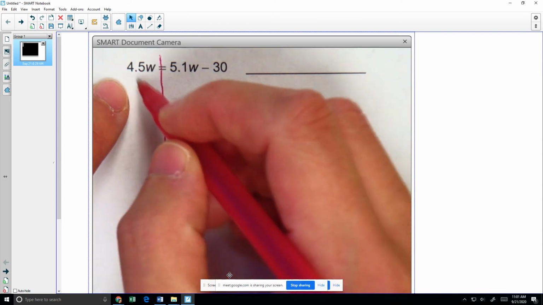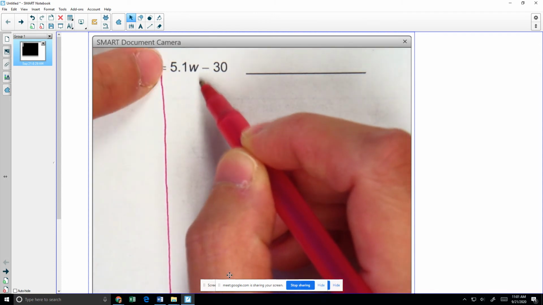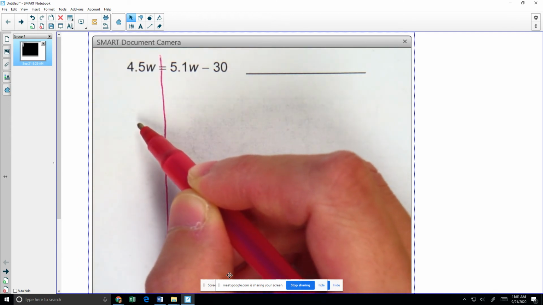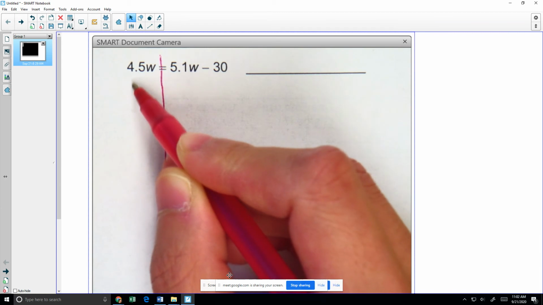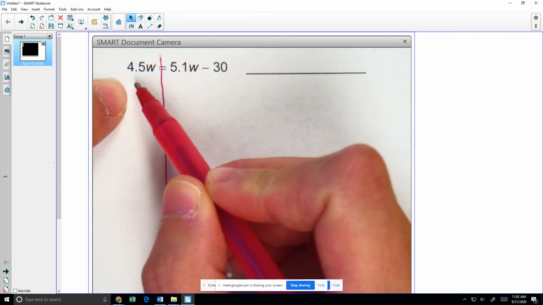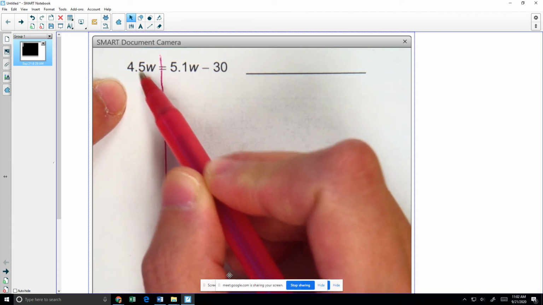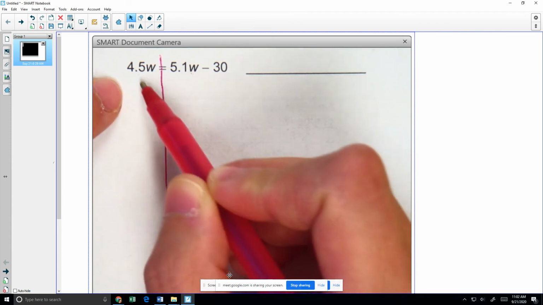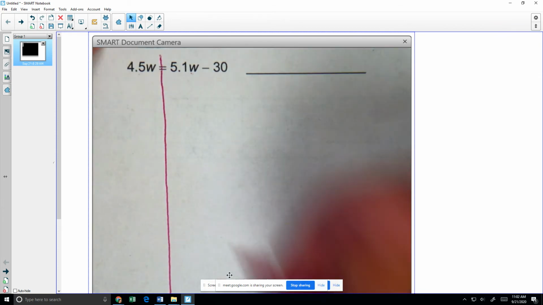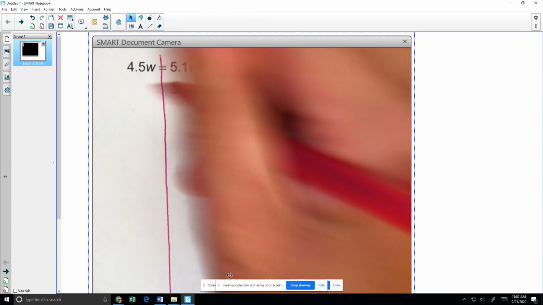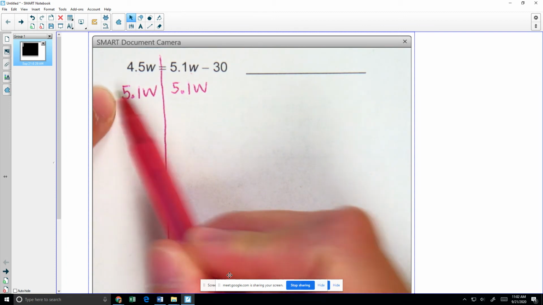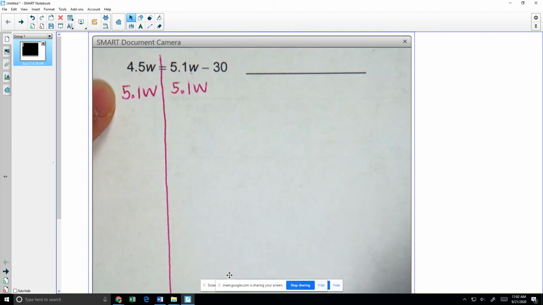If I were to move the 4.5 to this side, wouldn't that make everything on this side and nothing on that side? So doesn't that kind of defeat the purpose? Like I want W's on one side and numbers on the other. So technically this is the only one time where I should not move the 4.5, the smaller one, because then everything would be on one side and this side would be a big fat 0. Okay, so sometimes you will need to move the bigger one because you want your W's on one side and you want your numbers on the other.